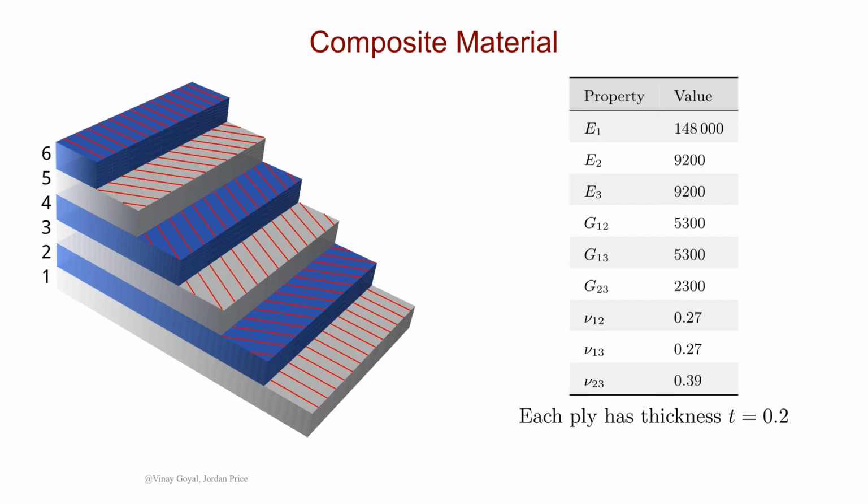We'll be creating a composite layup with the anisotropic material properties given in the table on the right. Each ply has a thickness T equal to 0.2, and the plies are numbered 1 through 6 starting from the bottom.